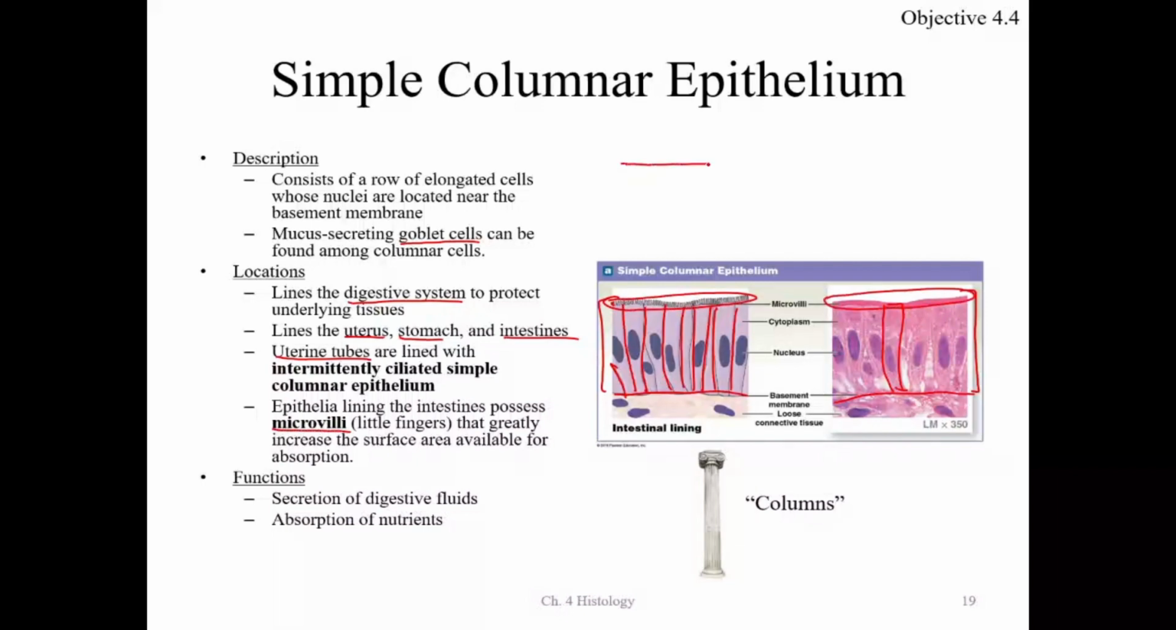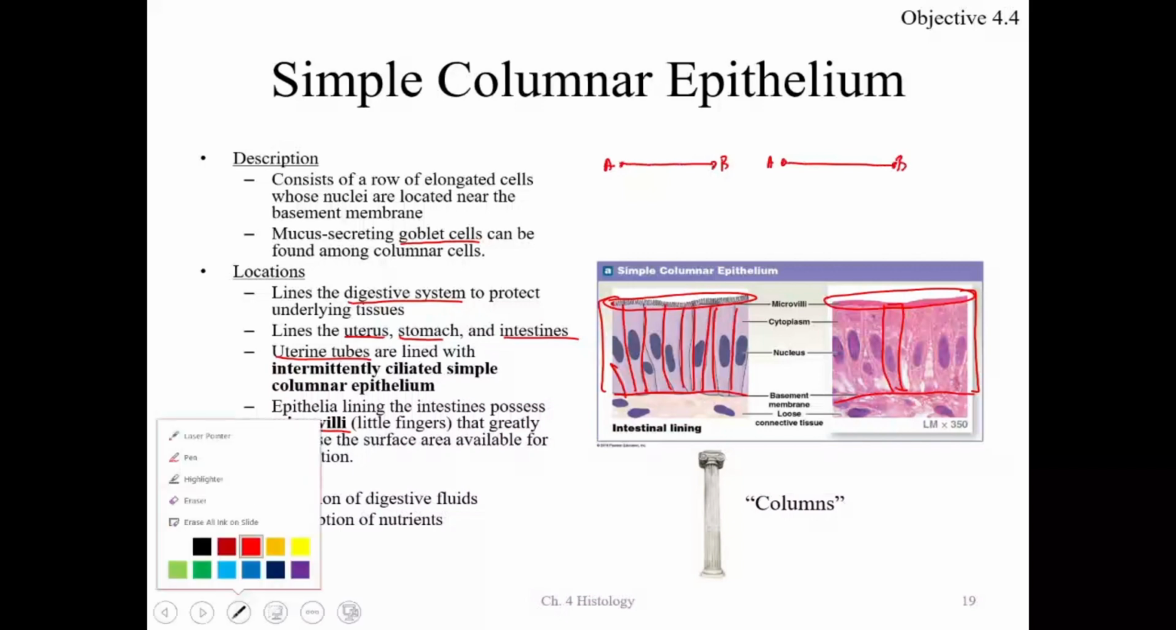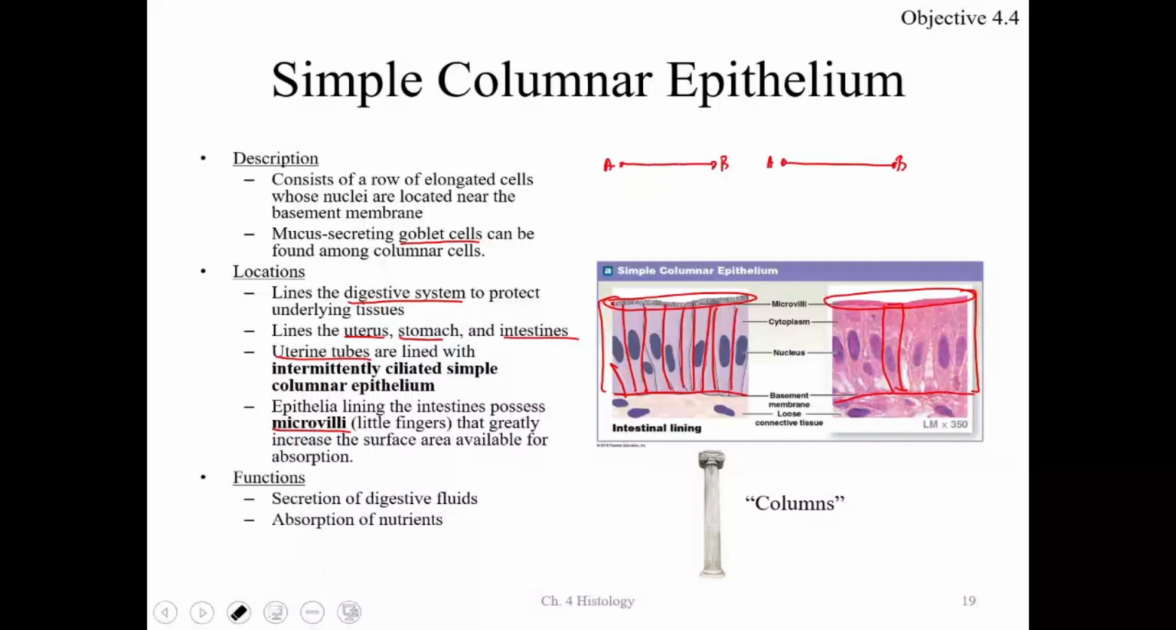And what the microvilli do is like this. If I have point A and point B, and these were the same distance, I did something a little bit wrong here. I've got point A and point B, and it's the same distance. But instead of doing a straight line, I do this.